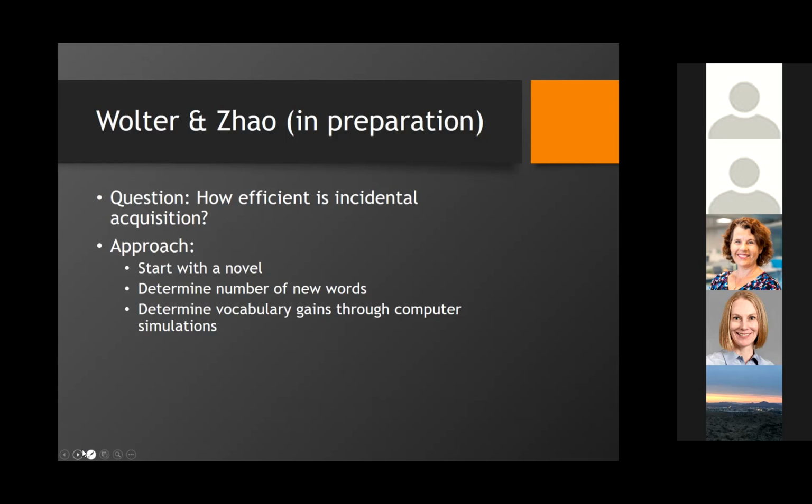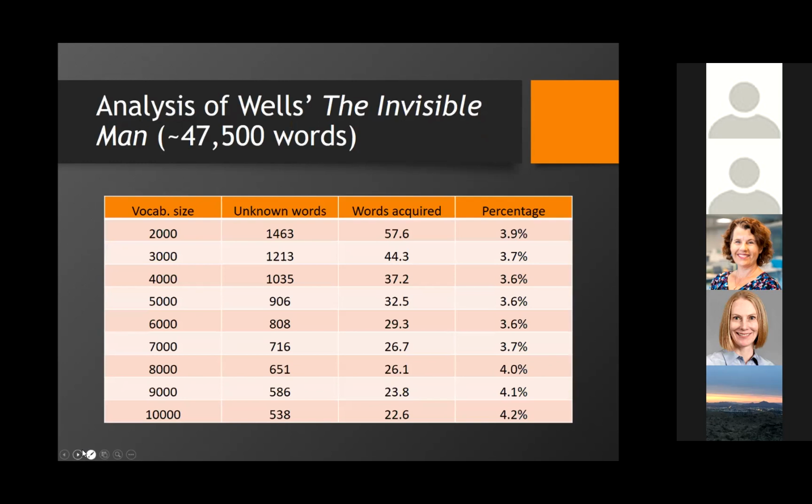So our algorithm for estimation still needs some tweaking and some revision. But what we found is we fed in the electronic novel, H.G. Wells's The Invisible Man. And you can see here that if your vocabulary size is 2,000, which of course is quite small, you're going to not recognize 1,463 of the words in the text.